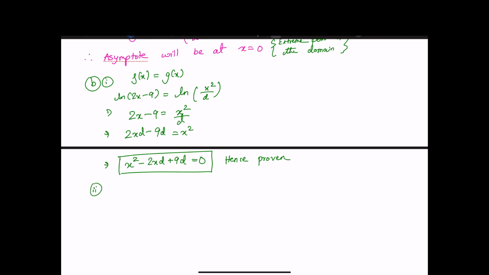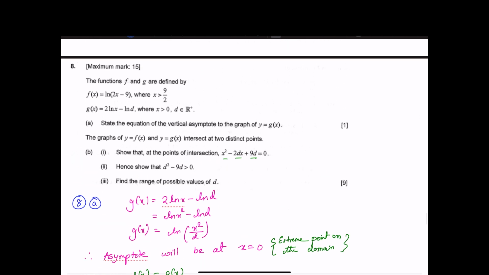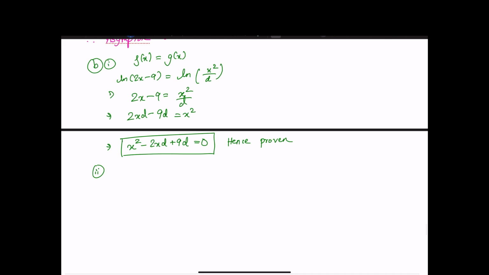Now, second part, they say that they intersect at two distinct points. Two distinct points means I should get two unique solutions out of this quadratic equation. So my discriminant has to be greater than 0.